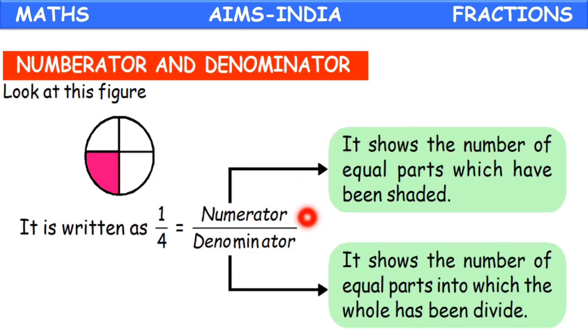Now look at this figure. It is written as 1/4. Yes or no? Yes. It is divided into 4 equal parts. 1 is the number of shaded parts divided by 4, the total number of parts, children. Now what are these called?